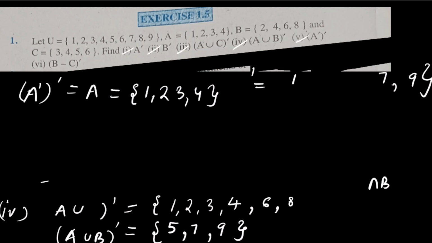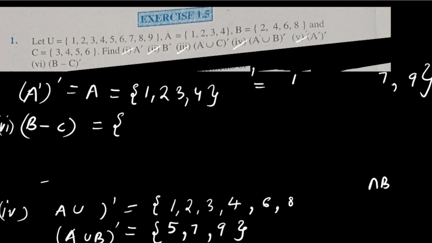So let's do the last part of this one. The last part is B minus C's complement. This is the sixth part. B minus C, the difference of two sets, we have learnt in the previous video. So B minus C, first of all I'll find.